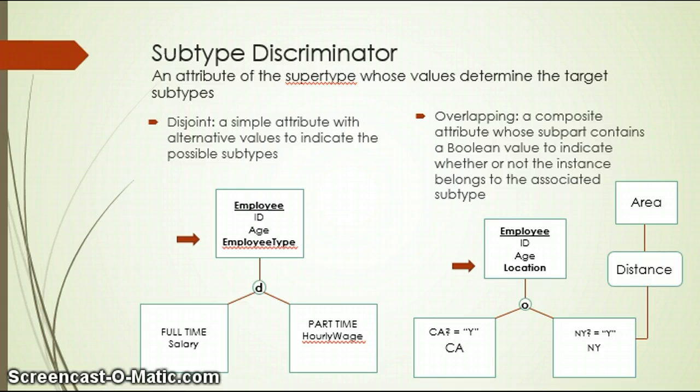Overlapping. A composite attribute whose subparts contain a Boolean value to indicate whether or not the instance belongs to the associated subtype. Example, the subtype discriminator location helps indicate subtype New York, which has a Boolean value to indicate whether the instance belongs to that area. And with this, we conclude the screencast.